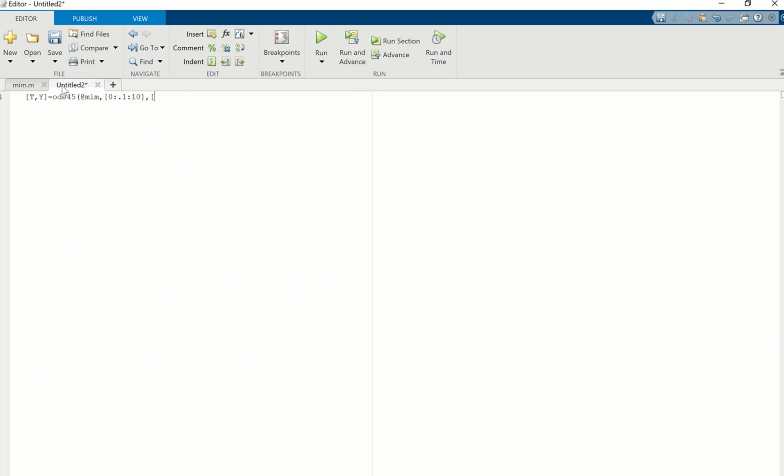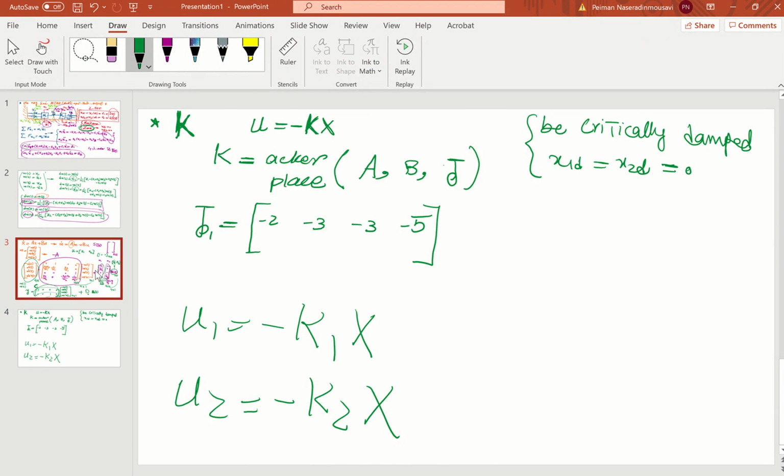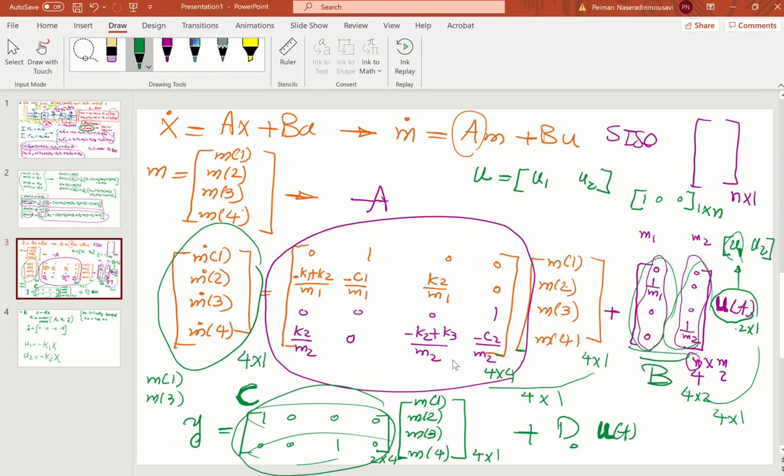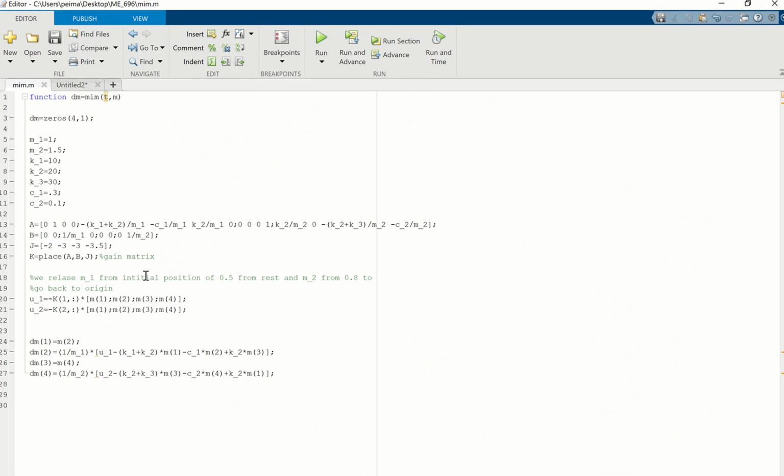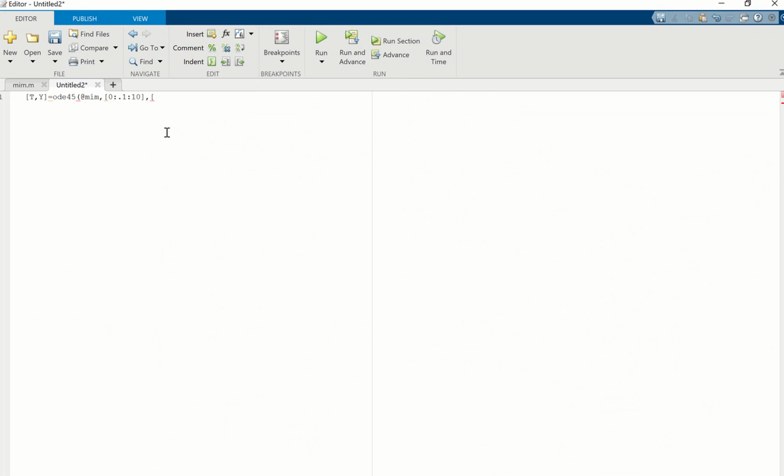You have 4 state variables. But I told you in the notes, I want to release it from what? From, where is it? Oh, in the code actually. I want to release it from the first mass at 0.5 meter and from 0.8 meter. Say 0.5 meter and 0 and 0.8 meter. That's right, initial condition to go back to the origin, as I taught you previously.